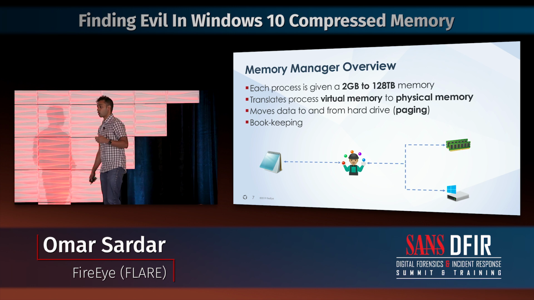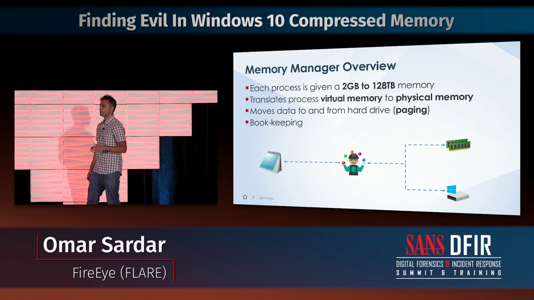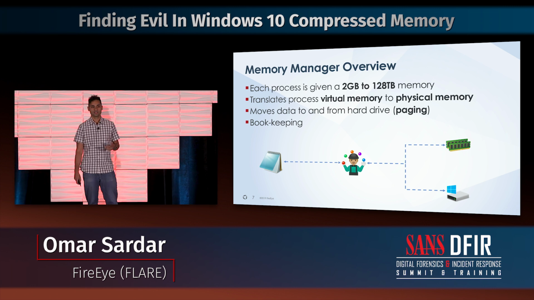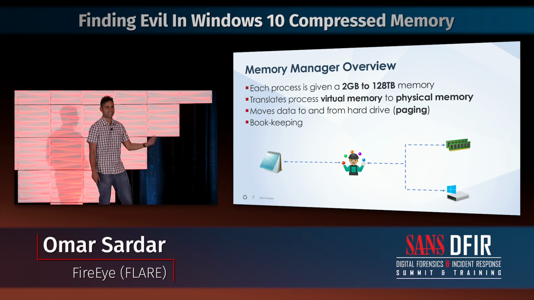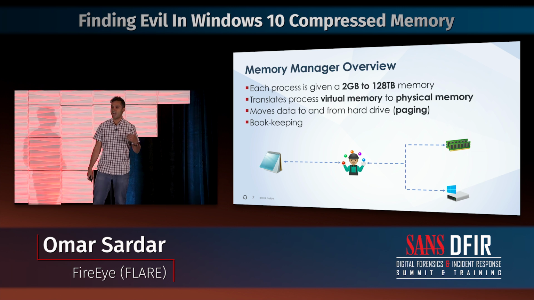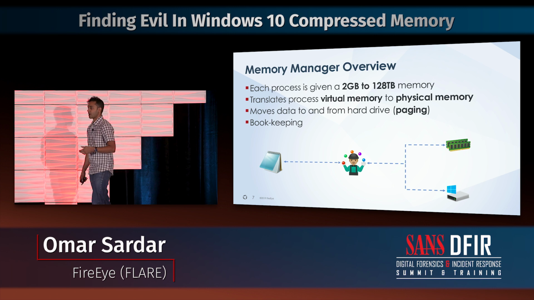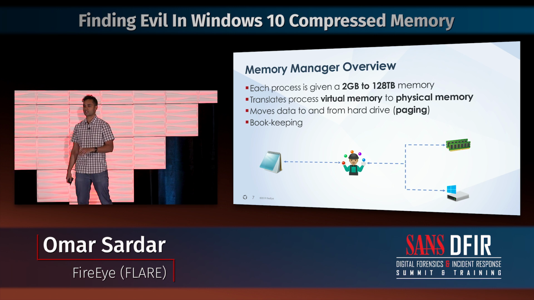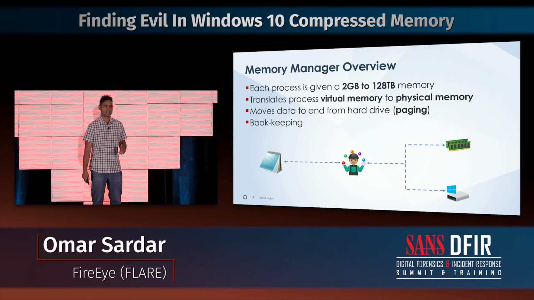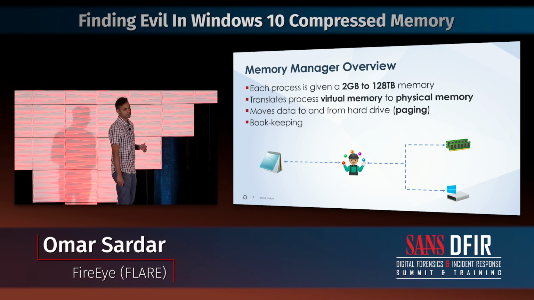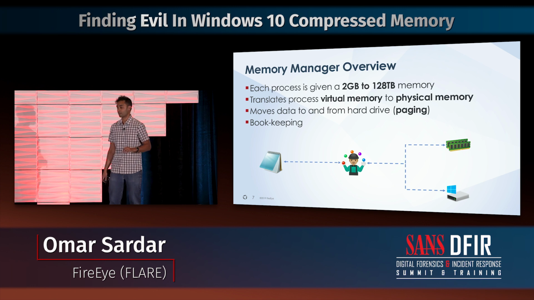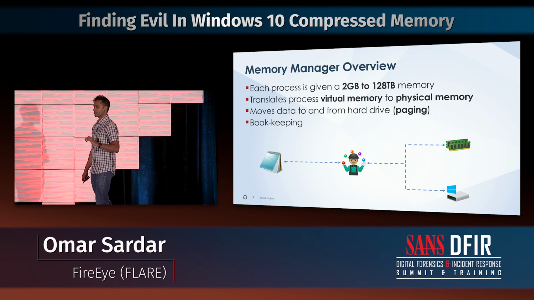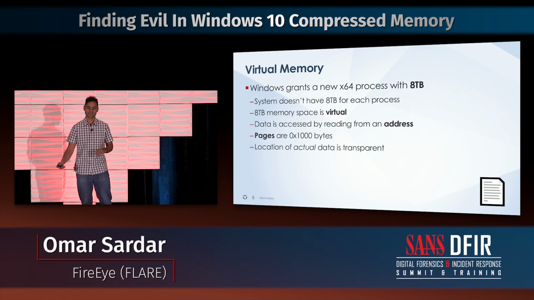The Memory Manager also takes care of moving data back and forth between the hard drive. That's an operation that we call paging. Paging in is when you bring memory back in from the hard drive into RAM, and paging out is the opposite. On top of that, the Memory Manager does a whole bunch of other things, and a lot of them revolve around performance optimization. To back that performance optimization, a whole lot of bookkeeping is done. This is a very serious understatement.